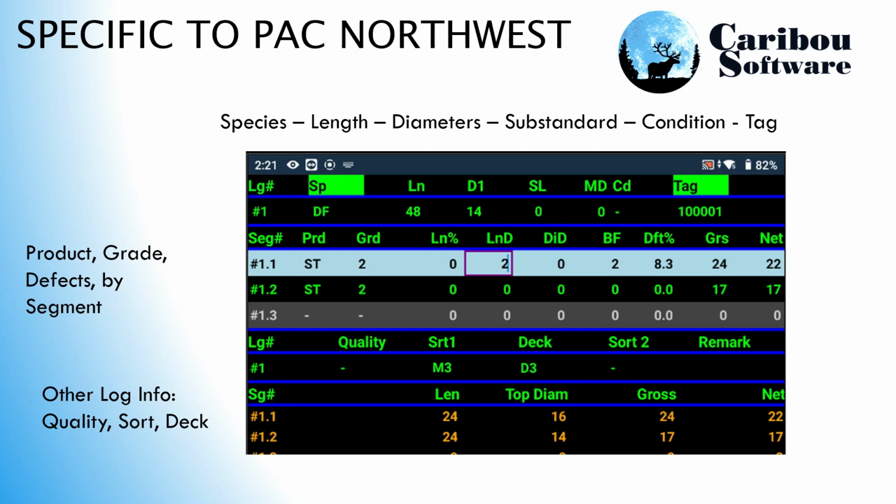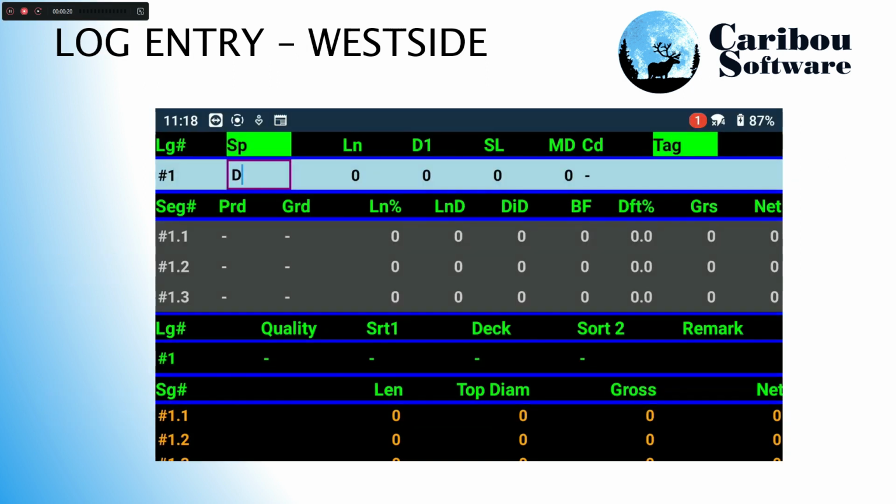Here is the main log entry screen on the handheld. On the top, we have fields for species, length, diameters, substandard length, condition, and tag. In the middle, we have fields for product, grade, and defects, each by segment, and at the bottom, we have other log information such as quality, sort, and deck. I now want to show a short movie on how to enter logs for the west side.